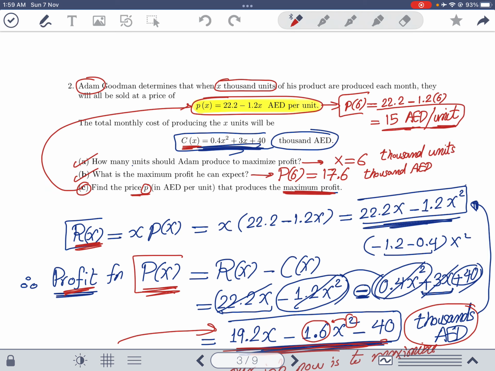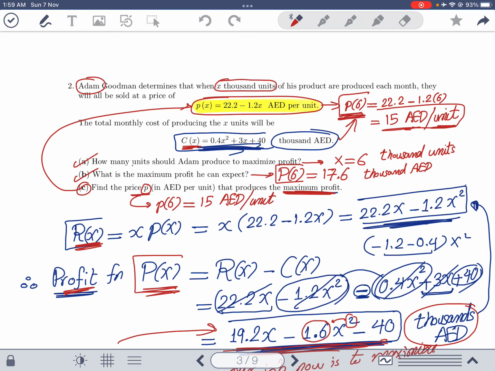Okay, and last one, the little p. Notice this is little p at 6, and the previous one was big P. Big P is the profit, little p is the price from the price demand. And we just calculated it here. It was 15 dirhams per unit.